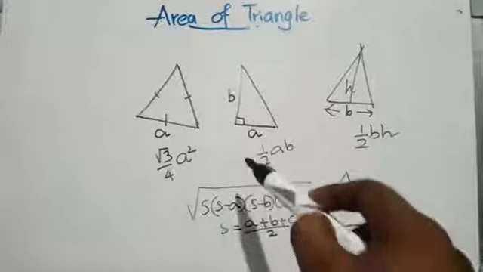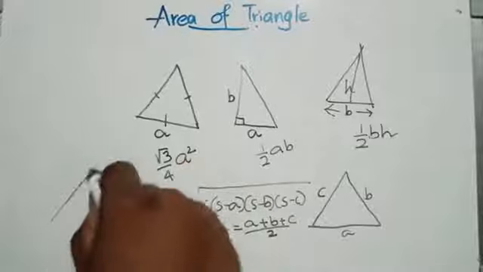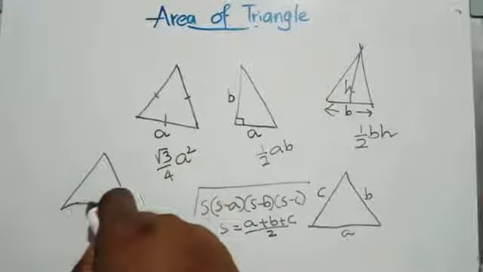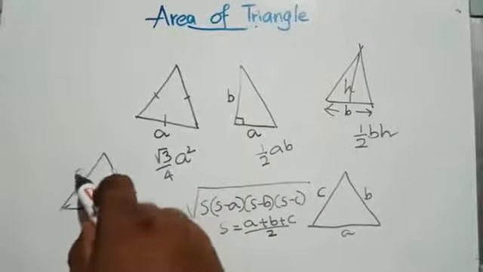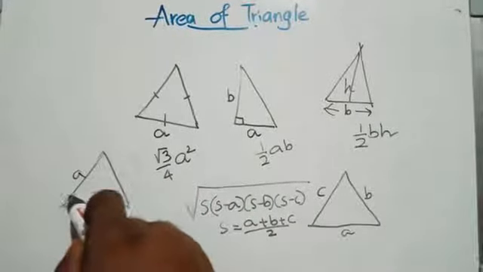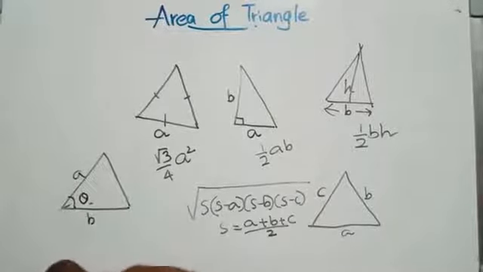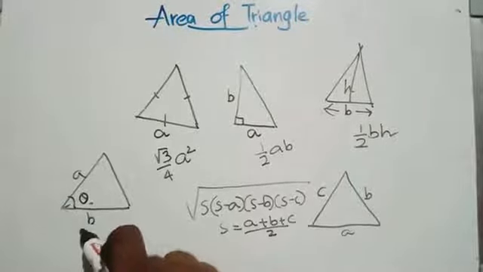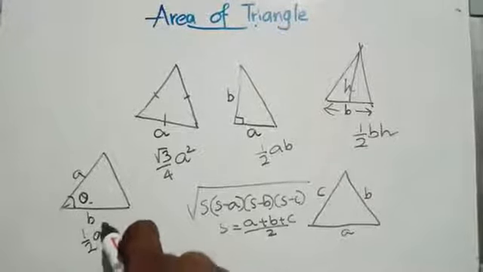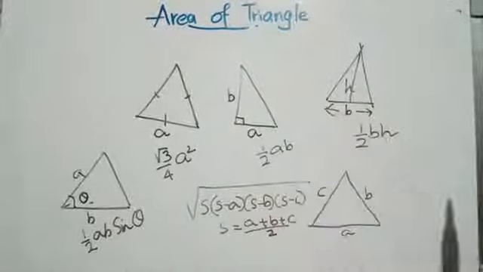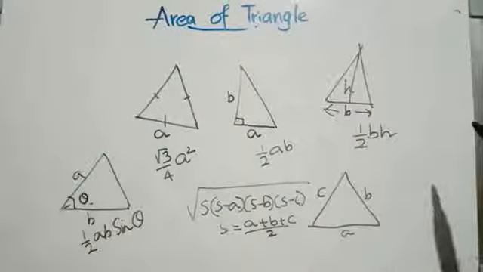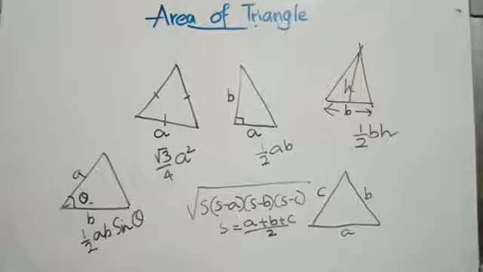Okay, and there are many other formulae. Like if we consider a triangle with the sides A and B and this angle is theta, then the area of this triangle is half AB sine theta. See, these all are different ways to find the area of a triangle according to the situation.